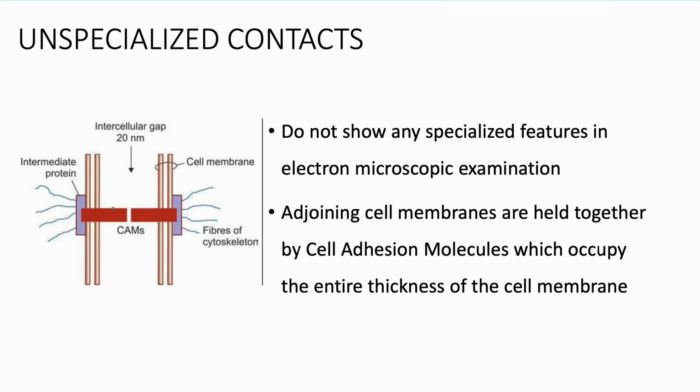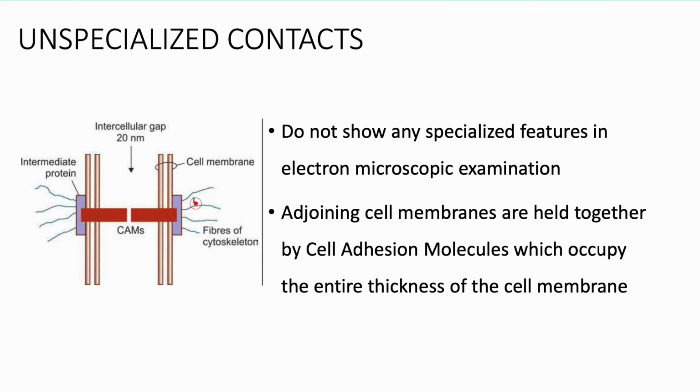In between the cell membranes, we have certain proteins connecting the cell membranes, and these are known as CAMs, otherwise known as cell adhesion molecules. These molecules will fill up this intercellular area. One end of the cell adhesion molecules will be projected into the intercellular area, and the other end will be projected into the cytoplasm of the particular cell.